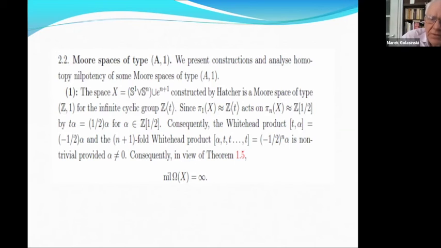And consequently from this, if you consider the weighted product of T and alpha, then it is minus 1/2 alpha, and if you reiterate, then the iterated weighted product of n plus 1/4 is equal to minus 1 to the n times alpha. So it's not zero. But the weighted product gives a lower bound of the nilpotency class of the loop on the space. So from this result, we deduce that the nilpotency class of such a Moore space, which is constructed by Hatcher, is infinite.